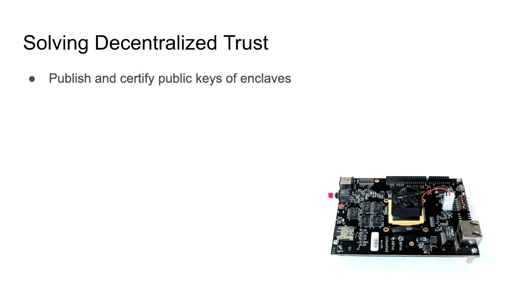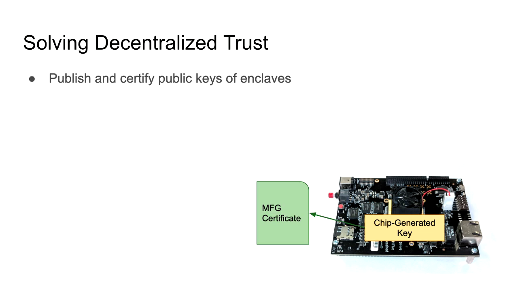The first is one that we have good answers for, which is how do we talk about publishing and certifying public keys for enclaves in a decentralized way? So you don't need to trust that just the manufacturer is saying that this is the key that has been programmed into this device. In this model, the chips are going to generate their own keys internally. These are not going to be programmed by the manufacturer at the time of manufacture. And at that point, the manufacturer will engage in an attestation process with that chip in their physical possession. This is a process that will require physical possession.